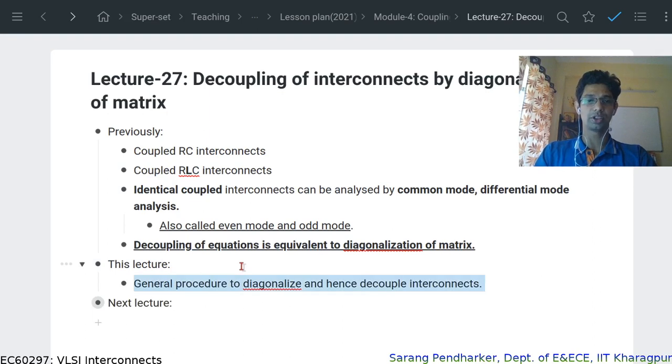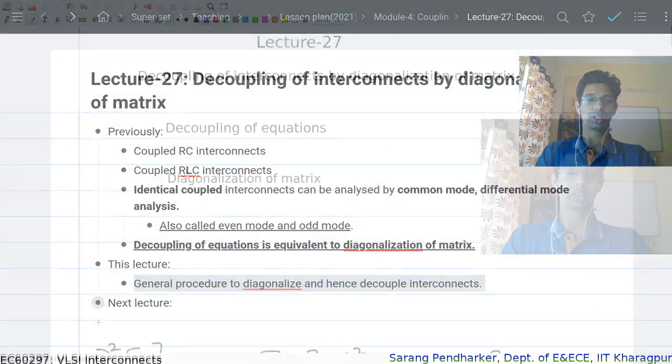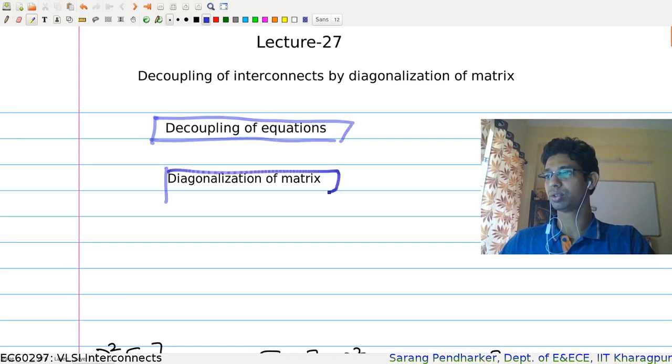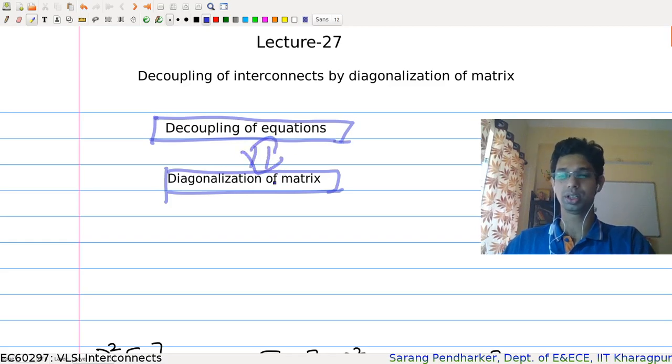So in this lecture, we will spend some time on the general procedure of diagonalization and hence decoupling of interconnects. We will be starting with some abstract matrix A, and then we will look at how we would diagonalize that matrix, which will result in decoupling. So to start with, what we know so far is that decoupling our equations is equivalent to diagonalization of my matrix. So these two processes are equivalent.